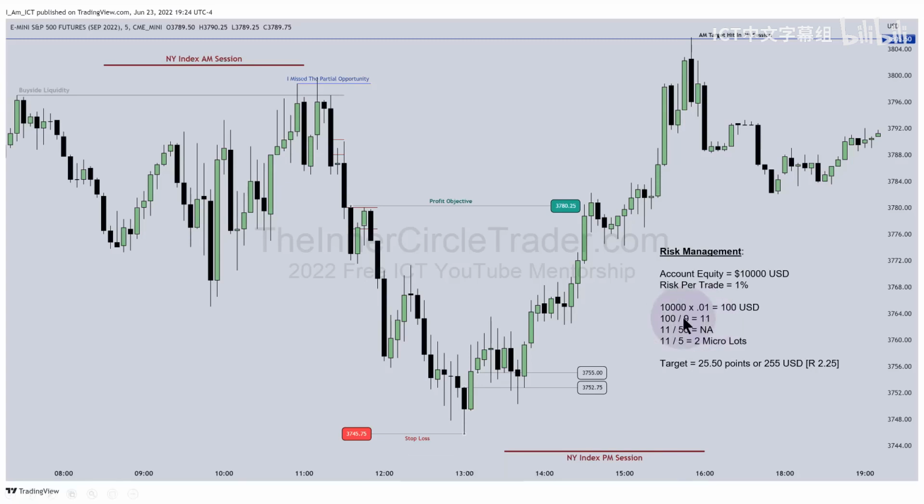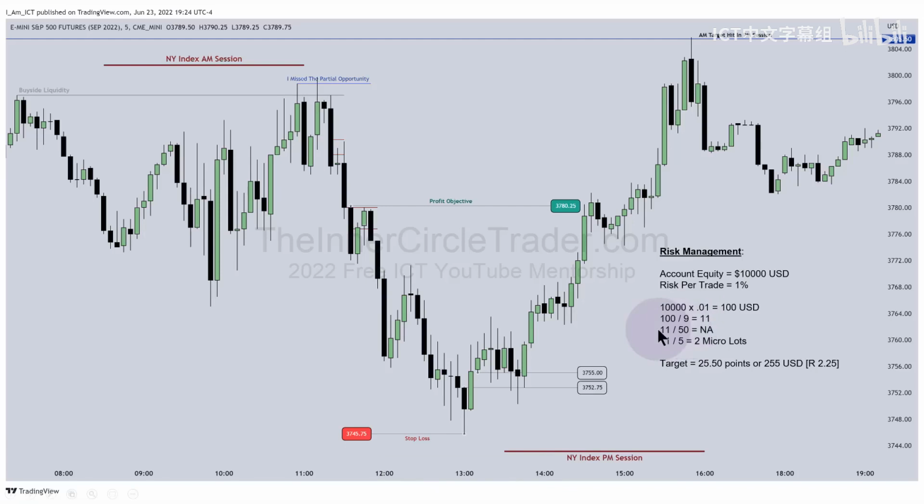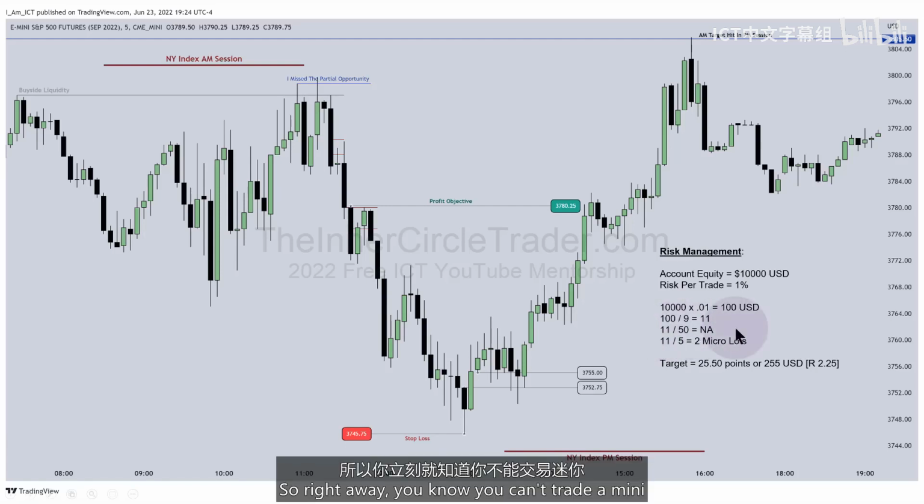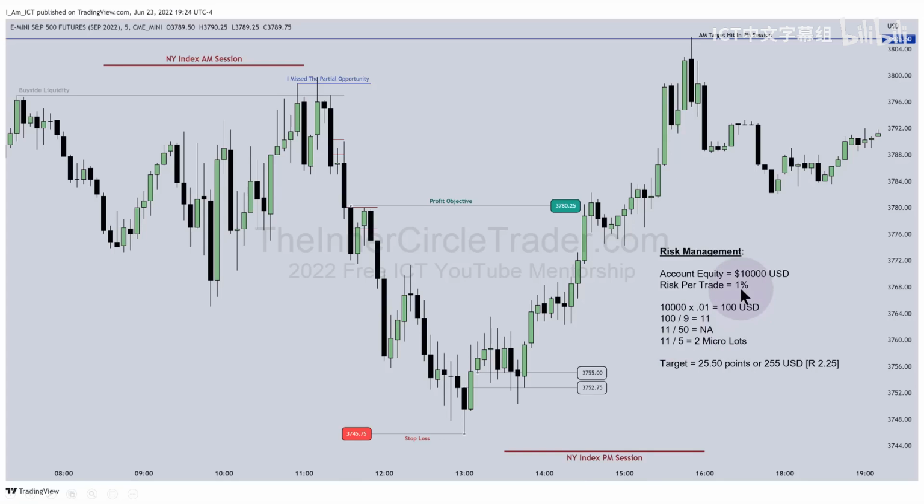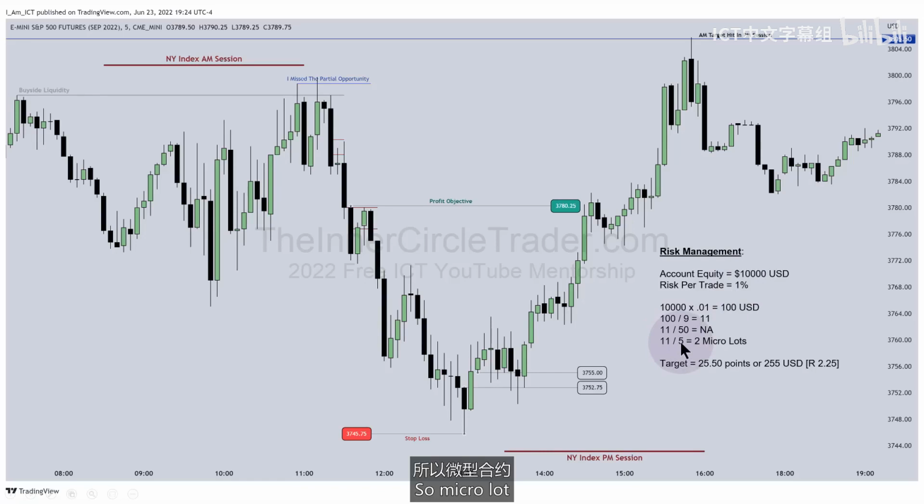That 11, if we're going to trade a mini or E-mini futures contract on the S&P, the multiplier per contract is $50. So divide 50 into 11. You can't. So right away you can't trade a mini if you're going to be risking 1%. So you have to drop down into the micros. So now we have 11 with the multiple of 5. A micro lot on E-mini micro, instead of $50 per point, is $5 per point. So how many 5s can you go into 11? 2. So you can do 2 micro lots.